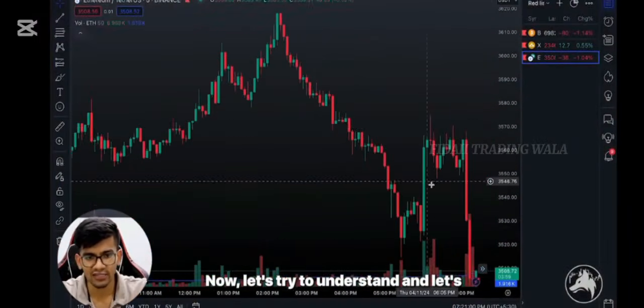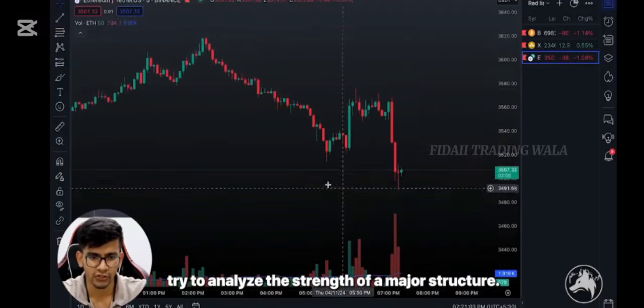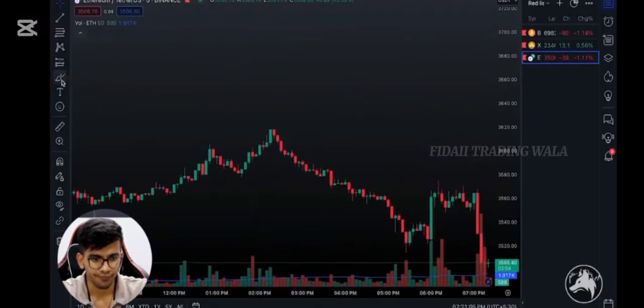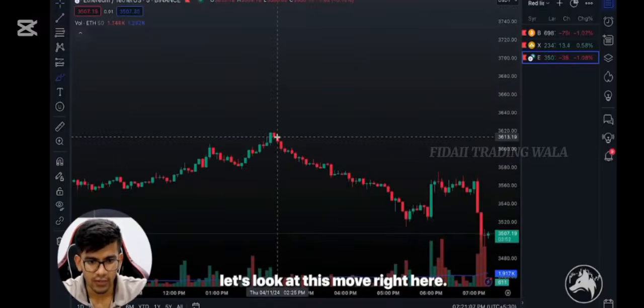So this is what you should look at when you are analyzing strength. Now let's try to analyze the strength of a major structure. Okay, so let's look at this move right here.